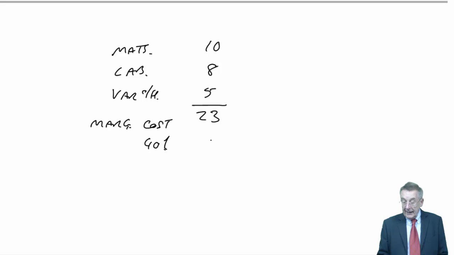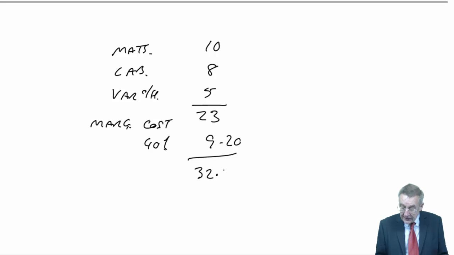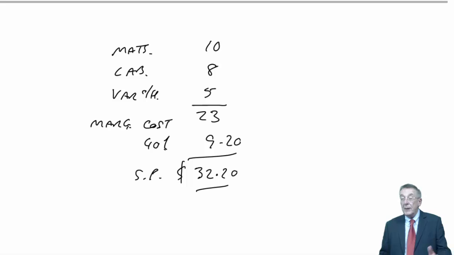Can I do that in my head? 23 times 1.4. 32.20, I think. Yeah, 32.20. We'd fix a selling price, on this policy, of 32.20.